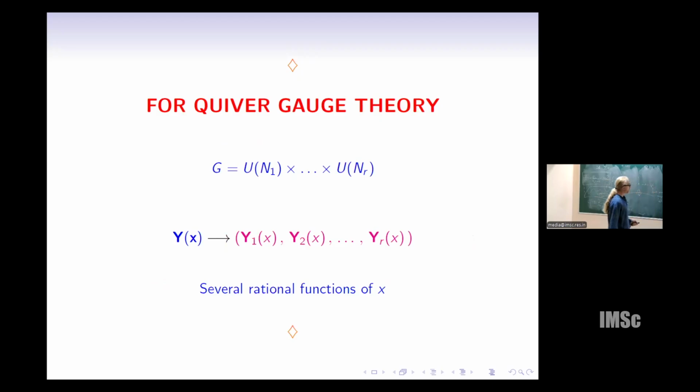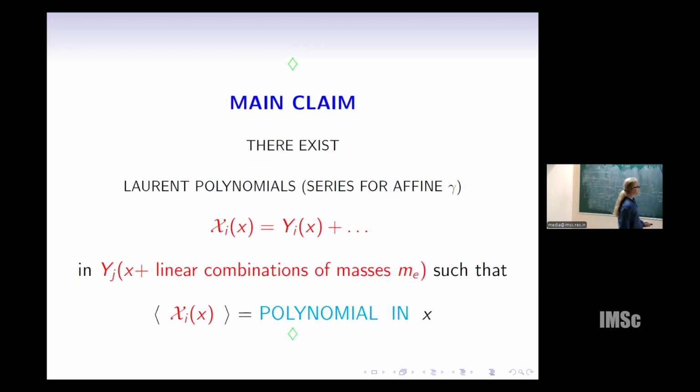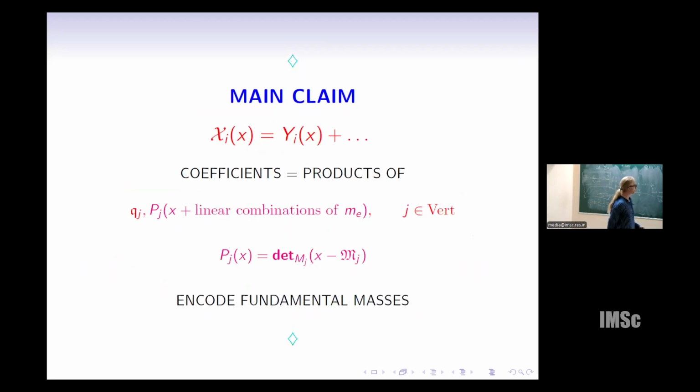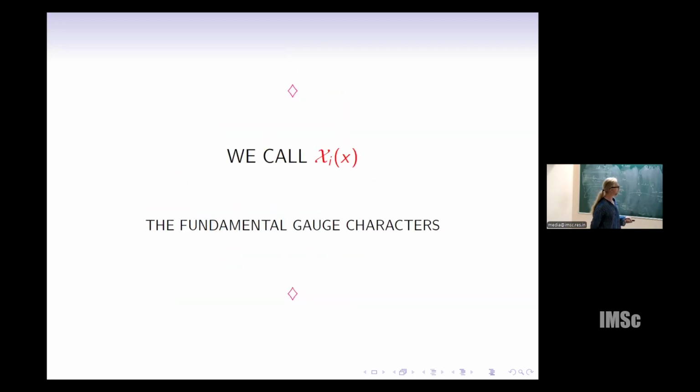And for quiver gauge theory, we have this observable for each gauge factor, and they have some poles. The main claim is that there is a way to adjust these observables, add some terms, which will be products of these Y's, maybe for other gauge factors, such that the expectation value of this dressed observable will be a polynomial in X. And the coefficients will depend on masses of fundamentals and bifundamentals, and there are many details which I will skip.